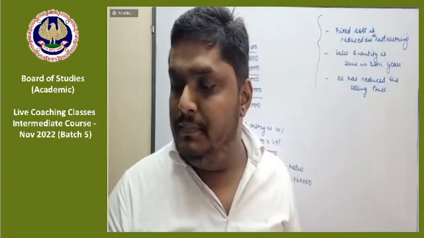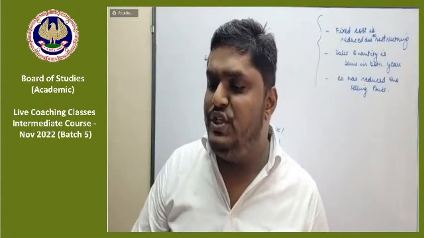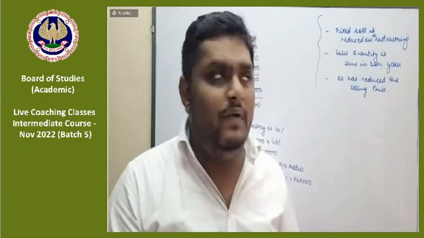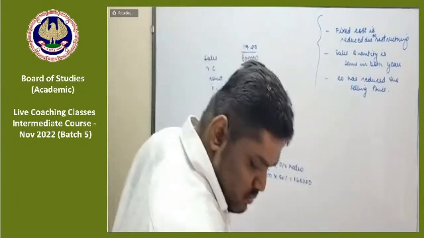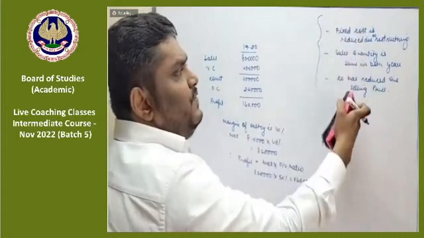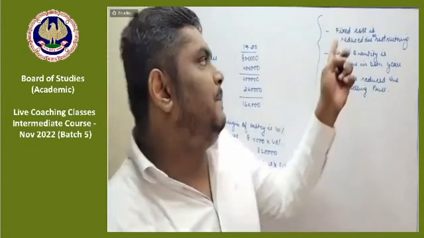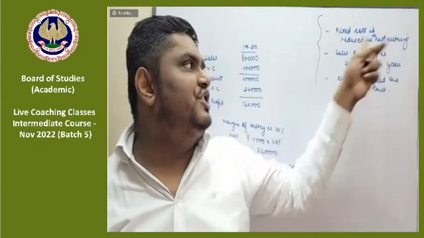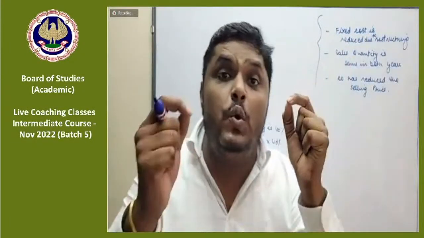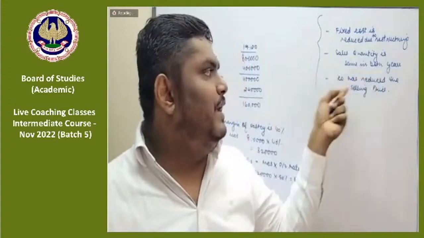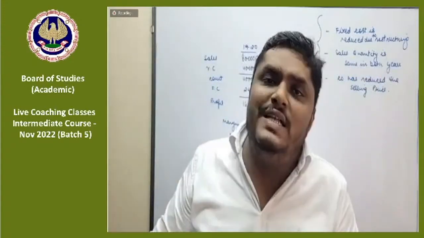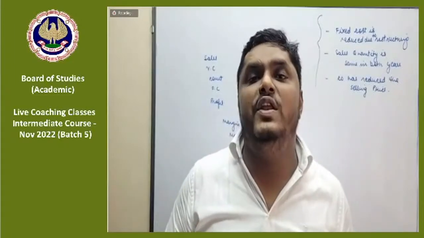Now guys, the first question the examiner is asking is what is the sales for 2021 in value? So these are the extracts of the question. I request you guys to please copy this part. That is, the fixed cost is reduced due to restructuring. The sales quantity is the same in both the years, and the company has reduced the selling price. And since the company has reduced the selling price, that's why the PV ratio is changing.